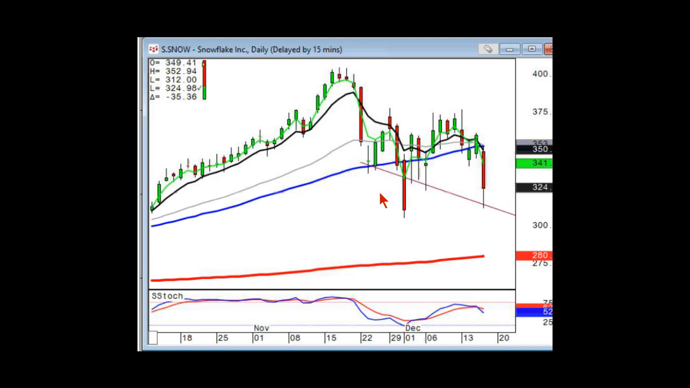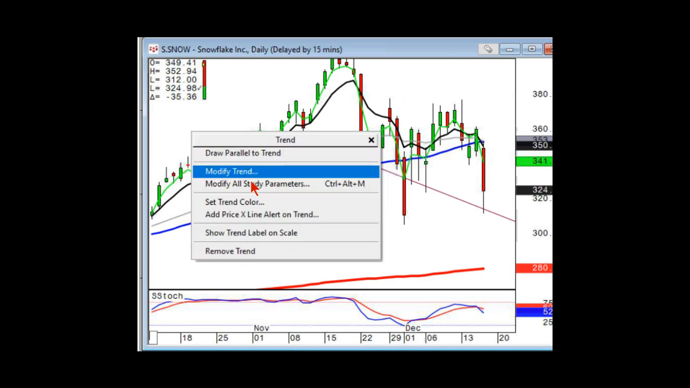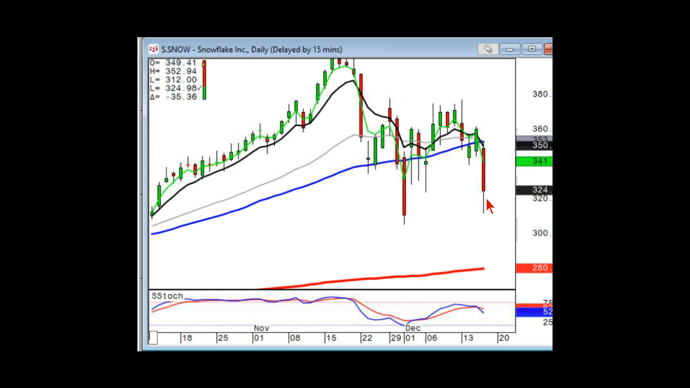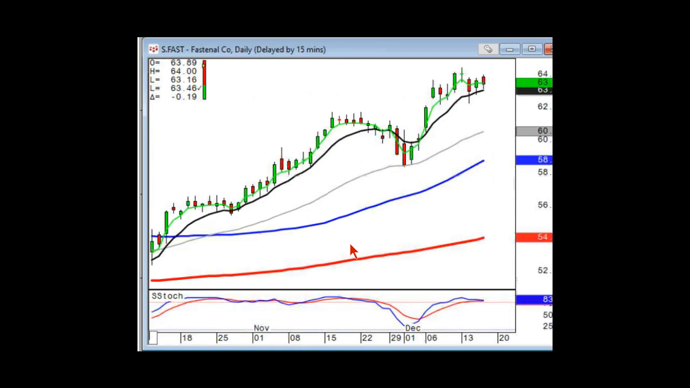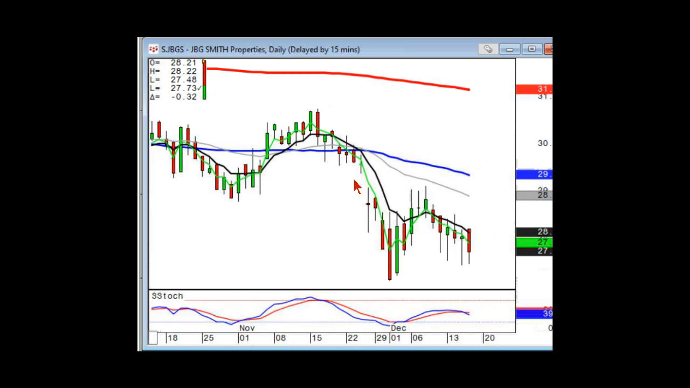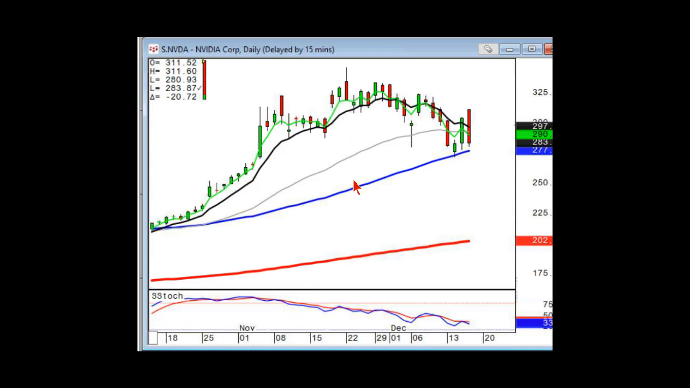Snowflake. Well, I'd be more apt to go short at this point. Yes. Fastenal. Stay long, but have your safety stop below the T line. And BGS, you could be going short on this one. I think we did in the video a couple of times already. You can go short, especially if this one goes down through the 50.